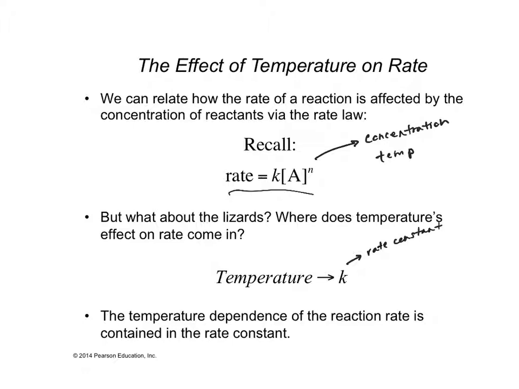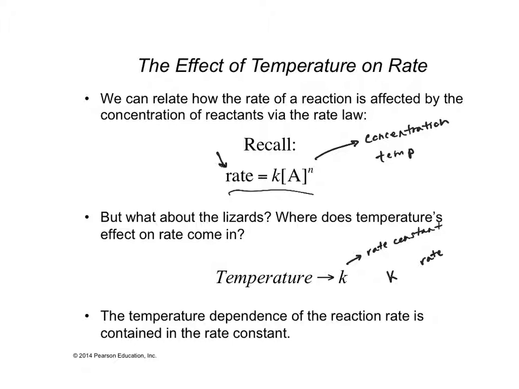This is where the overall effect of temperature on the reaction rate comes into being. It's via the rate constant. So how does the temperature affect the rate constant? Or even go back further, how does the rate constant affect the rate? What is the relationship between k and the rate of the reaction? Just going back to the rate law, is it directly proportional or is it inversely proportional?